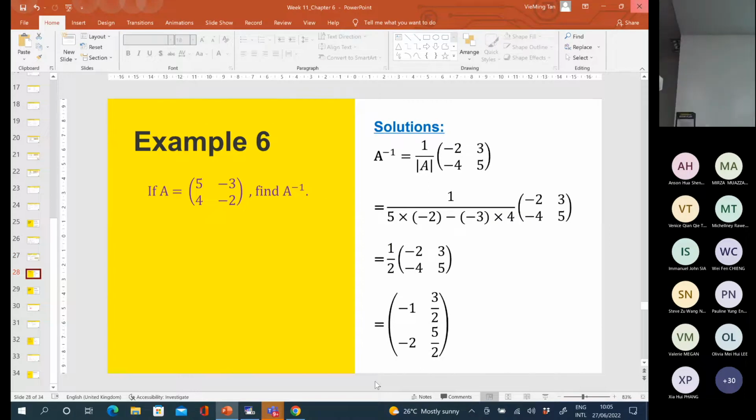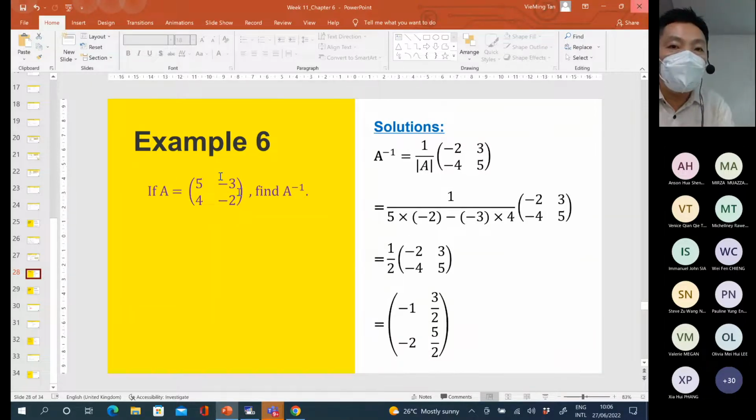Okay, this one is example 6. Let's say matrix A is equal to 5, negative 3, 4, negative 2. You are asked to calculate the inverse of A. Inverse of A, we use the symbol power negative 1. So what is the formula to get the inverse of A? Inverse of A is equal to 1 divided by the determinant of A, then multiply with a matrix, whereby you need to change the location of the diagonal of matrix A. 5 and negative 2, you need to change the position.